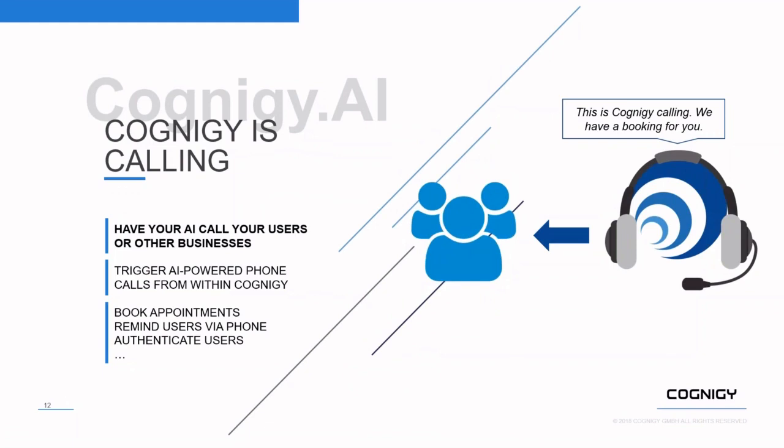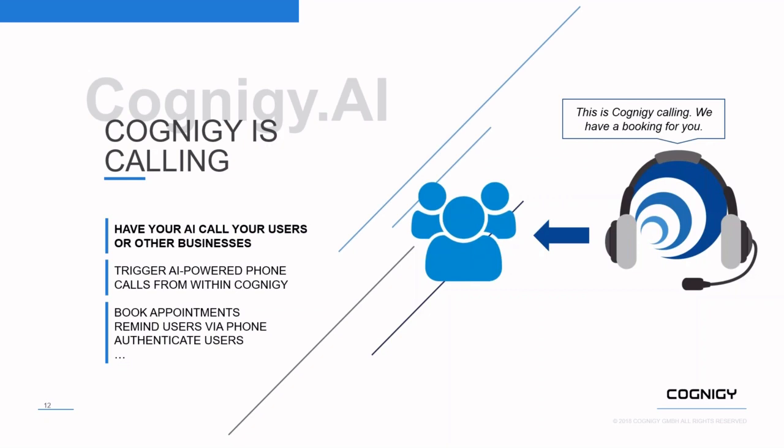Of course, the AI cannot just call your users, but it can also call other businesses on behalf of the user. What we're doing here is we are triggering an AI-powered phone call directly from within Cognigy, and the AI can then perform tasks on behalf of the user, such as, for example, book an appointment.